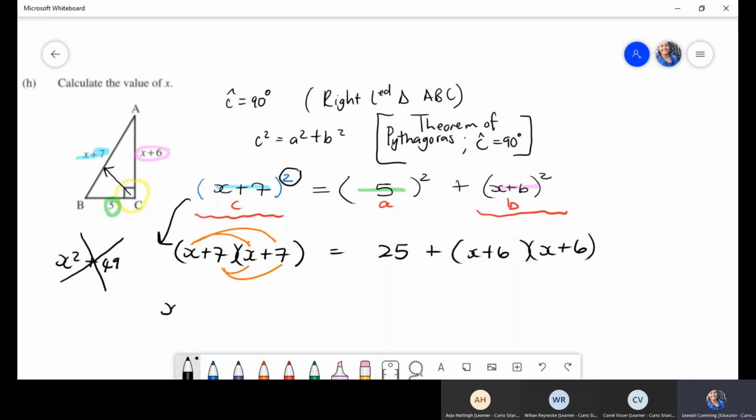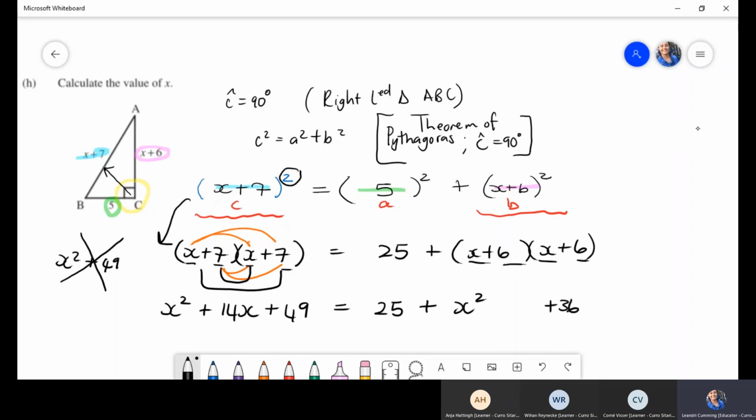And I'm going to do my technique where I go XX, 7, 7, middle, outer. 7x plus 7x is 14x. Is equal to 25. I'm treating this like an equation. XX, 6, 6x inner plus 6x outer, 12x. Let's solve this. This is nice stuff.